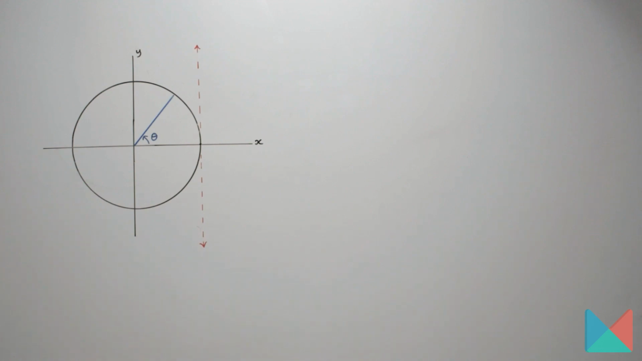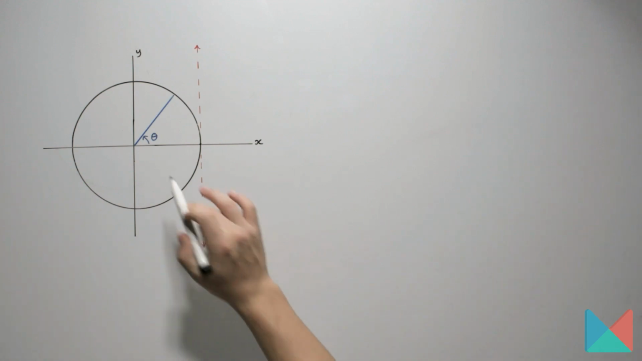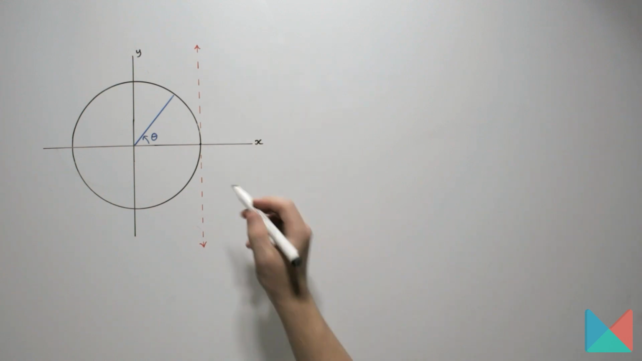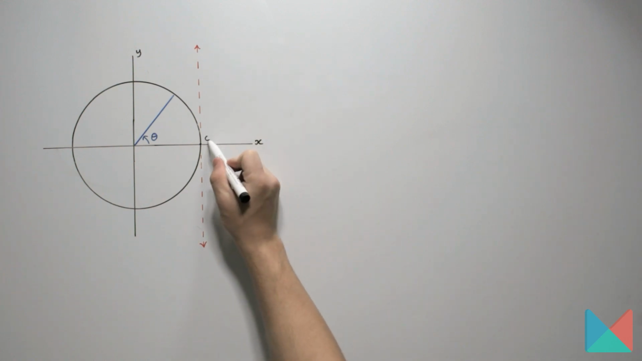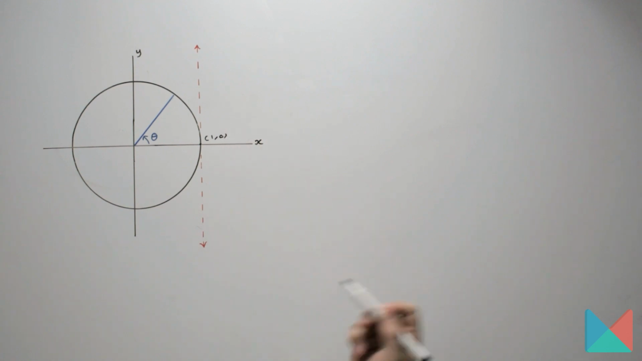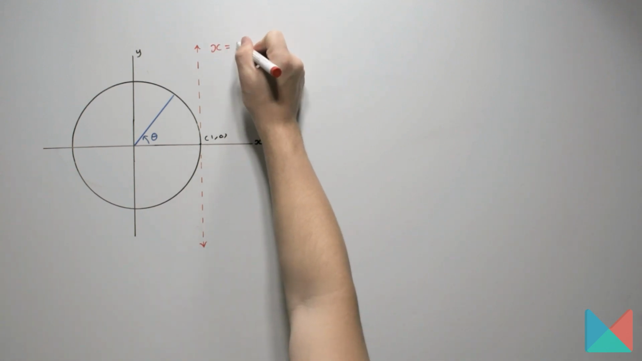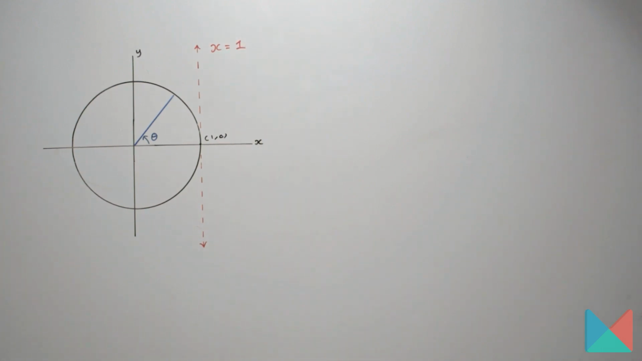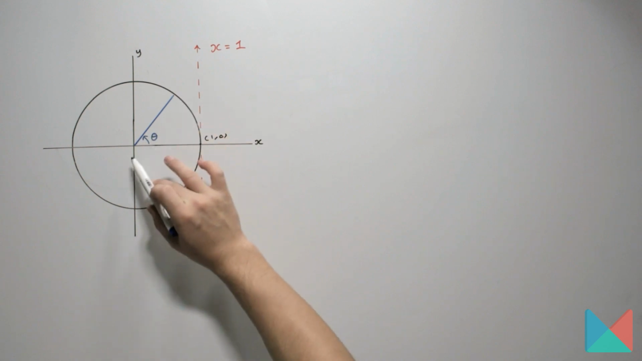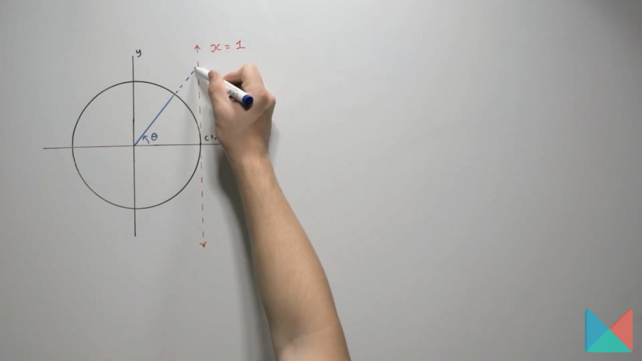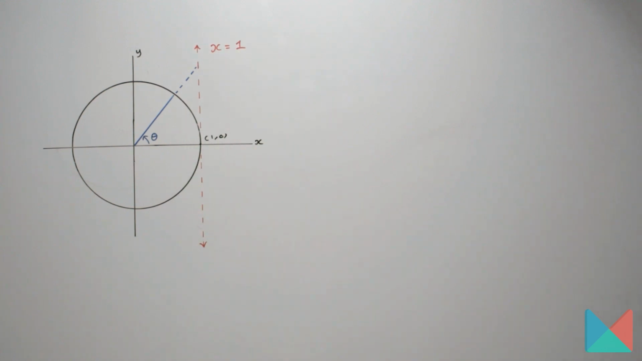So what I have here is the unit circle with an angle theta. And I've also got this red dashed line where the equation will be, because the coordinates here are 1, 0, the equation of this line will be x equals 1. And what I'm going to do is extend the angle line on this unit circle to intersect this x equals 1 line.